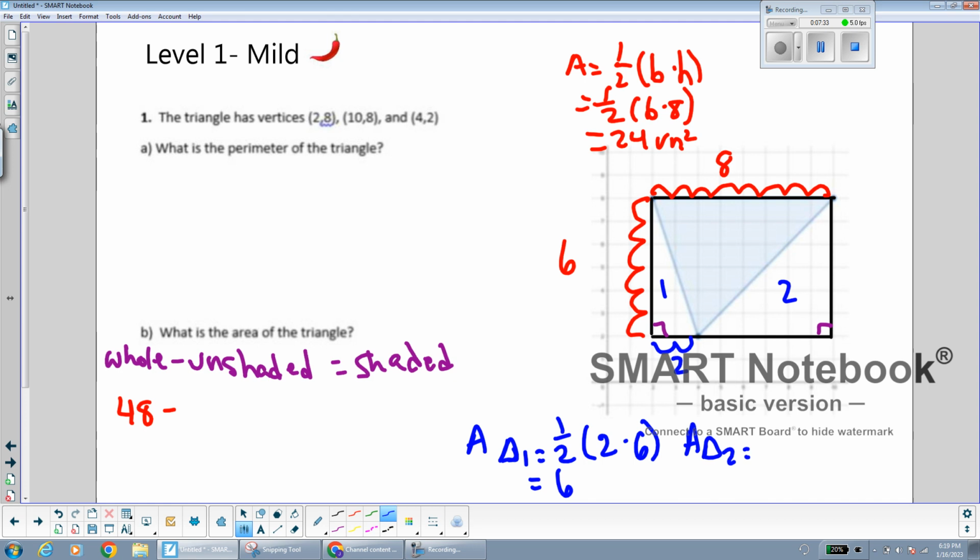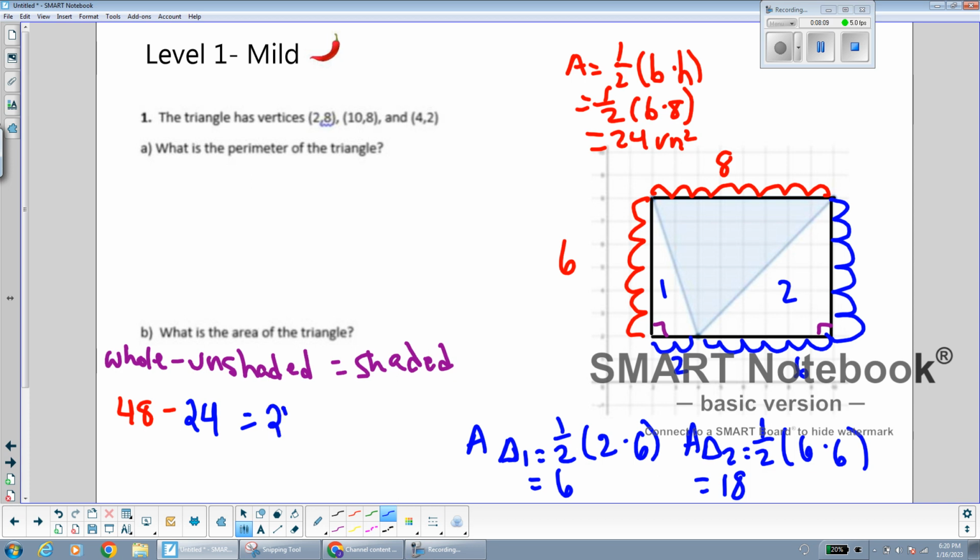Area of triangle 2 equals 1/2. The base is 1, 2, 3, 4, 5, 6. And the height is 1, 2, 3, 4, 5, 6. Half of 36 is 18. 18 plus 6 is 24. So the area of the unshaded region is 24. And 48 minus 24 is 24 units squared.